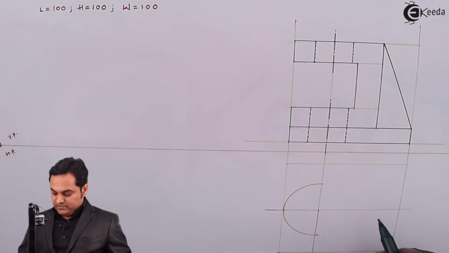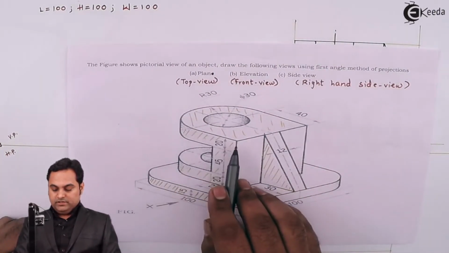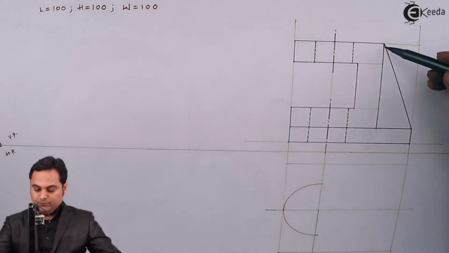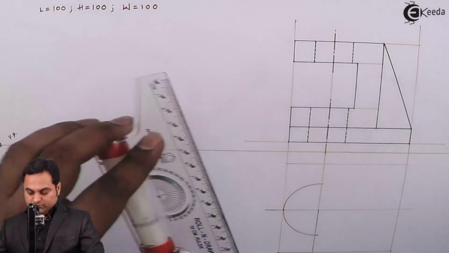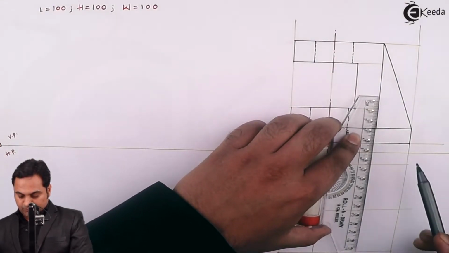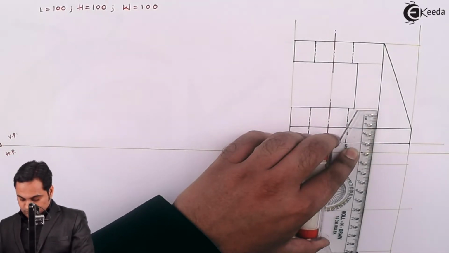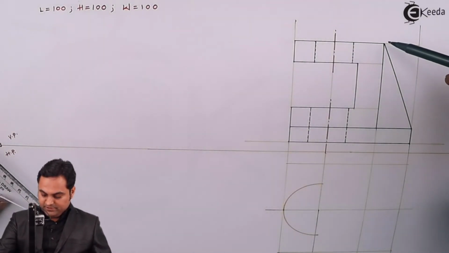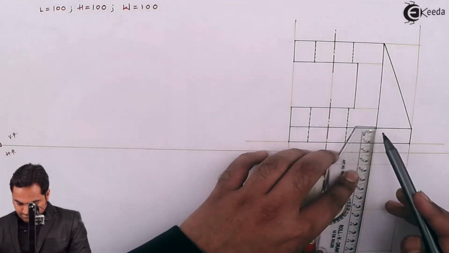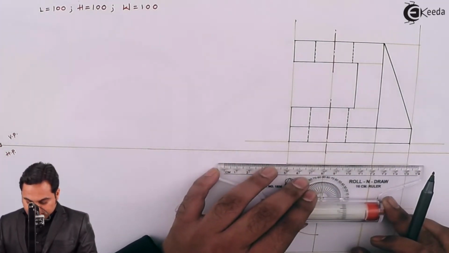Now this semicircle is extended by 40 mm length, so we have to extend it. In the top view we have that 40 mm length already; in the front view we have it, so I'm projecting it into the top view. So projecting that 40 mm length in the top view, and then extending this semicircle up to that line.